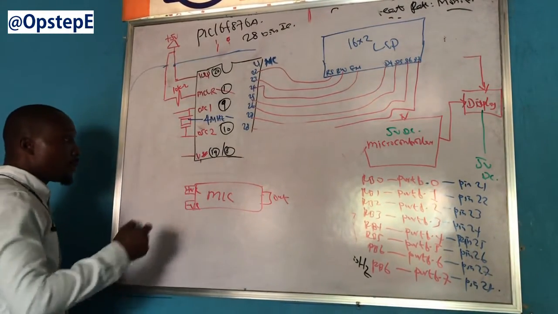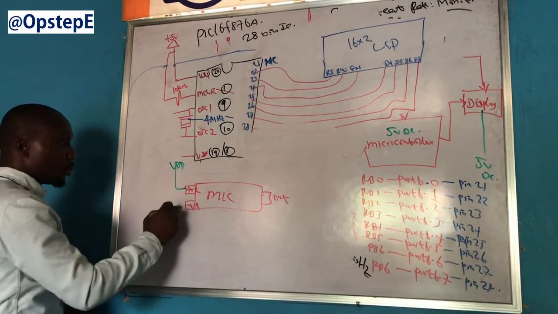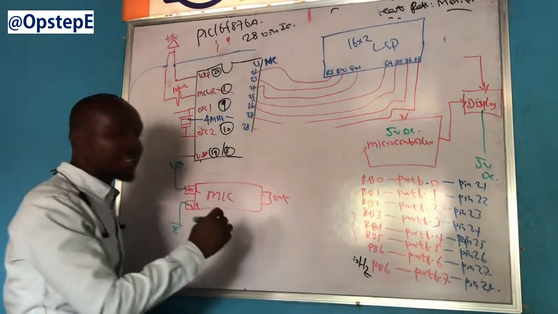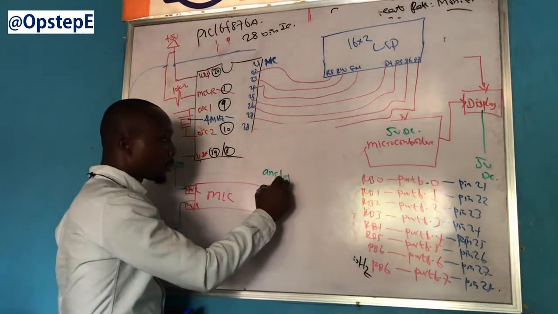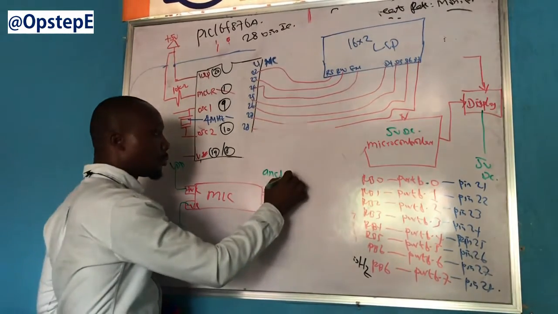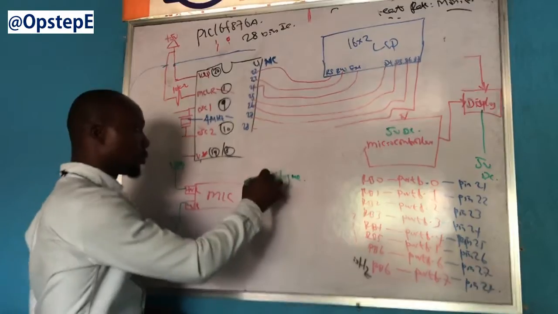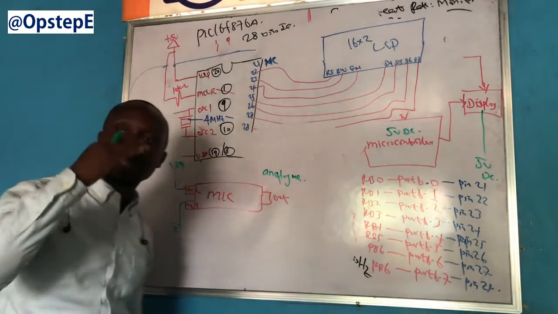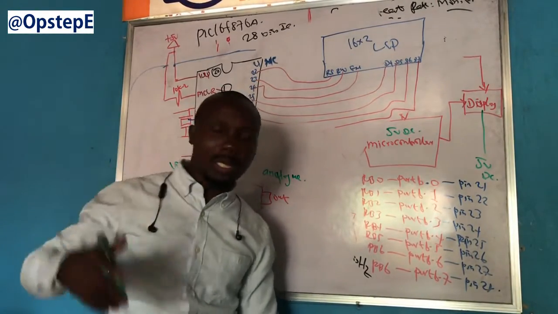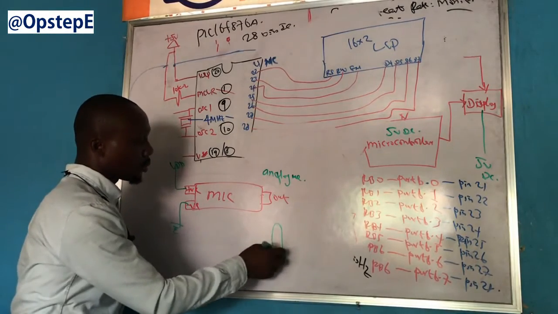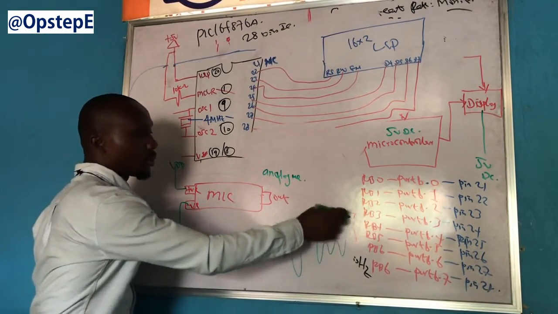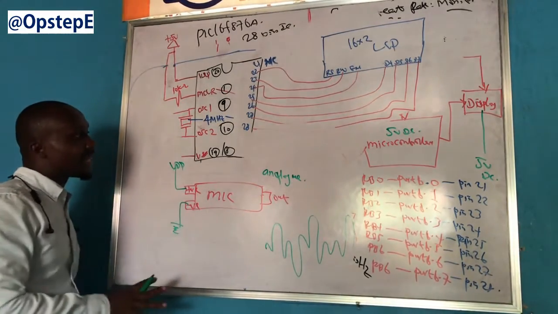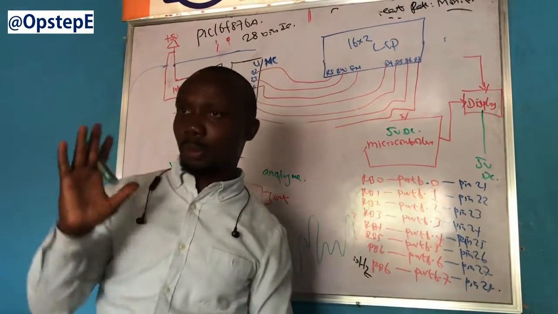For the positive, this pin goes to your VDD. This goes to your VSS. And then this out goes to your microcontroller. Now this out is analog. What it means is that based on the sound that it receives, it gives you an analog output. Analog output will be something that keeps doing like this. Are you with me? Now, there is a port on the microcontroller that is used for analog input.